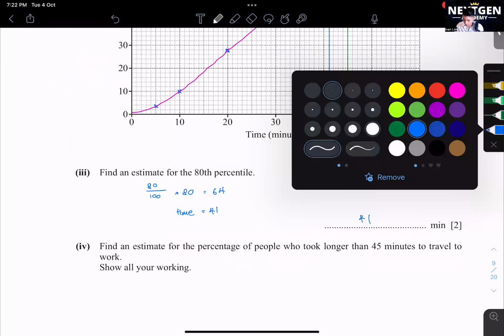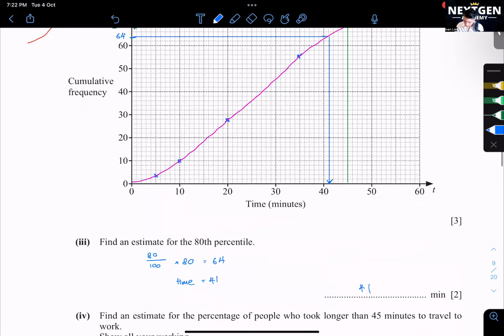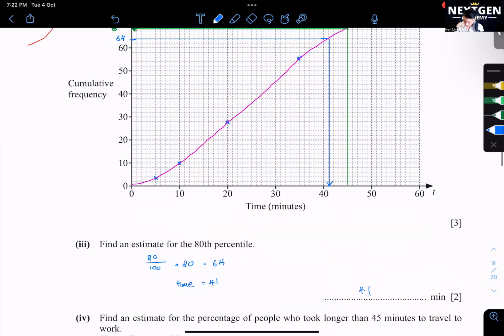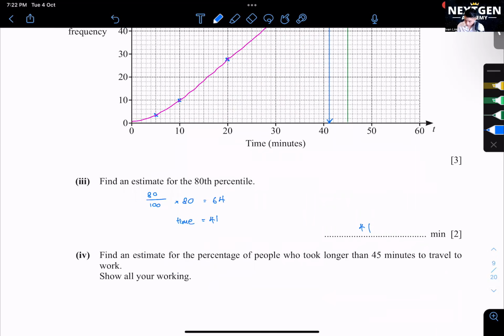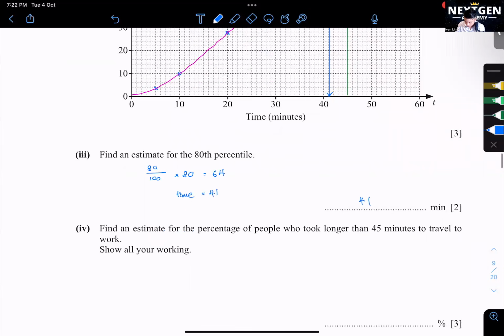The graph that I drew is a little bit different here. So 68 people took less than 45 minutes, right? So I need to take how many people? This is how we read it. 68 people took less than 45 minutes. So more than 45 minutes, by how many? 80 minus 68, which is equal to 12 people.